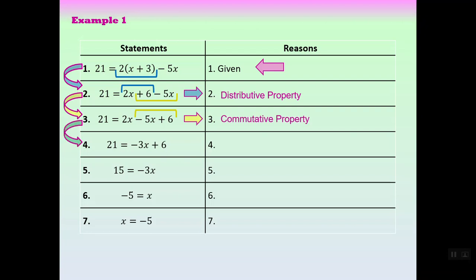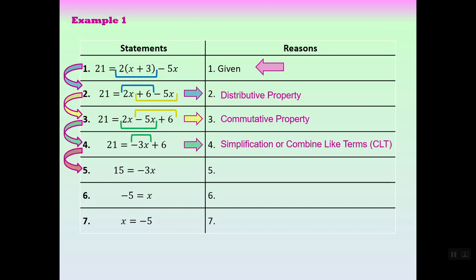Now to go from step 3 to step 4, what happened? Well, you can see that 2x minus 5x has been combined to make negative 3x. So that's what I was talking about before: simplification, or combining like terms, is the reason we're allowed to do that.